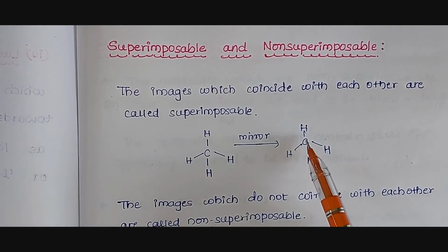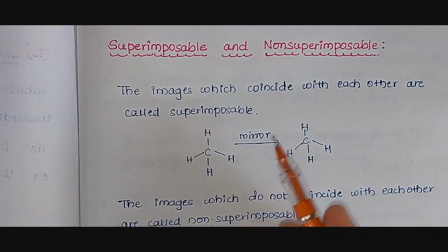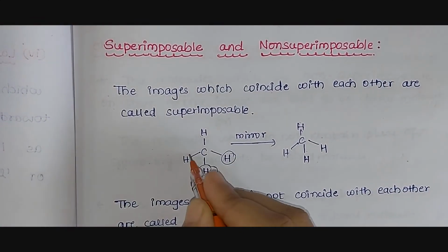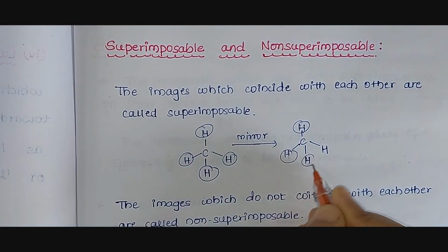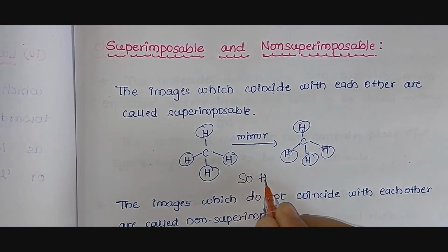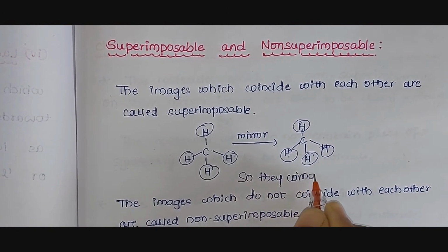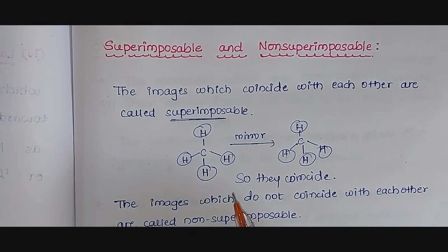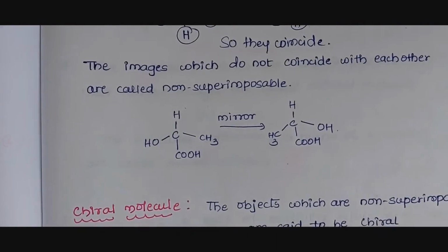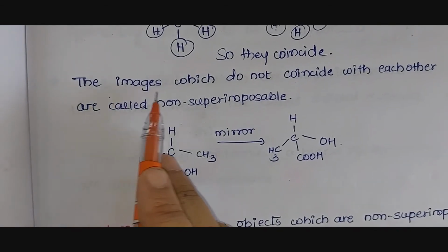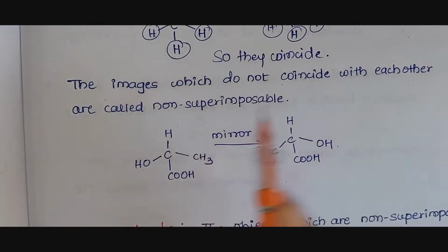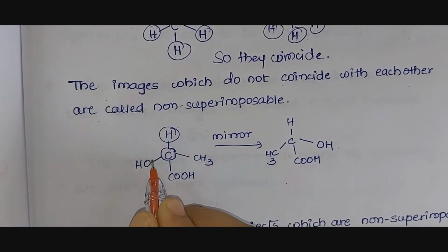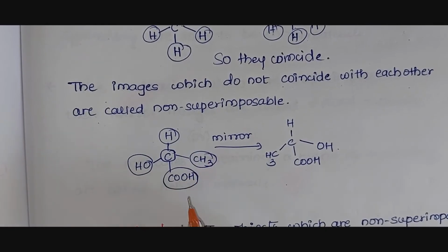Now when you place that structure above it, you will see that the carbon, hydrogen coincide each other, carbon coincide, every atom of it coincides with each other. So all the hydrogen are equivalent, so they will coincide with each other, and hence we call such images as which images? Superimposable images. Then next, let us consider the images which do not coincide with each other. We call such images as non-superimposable mirror images. Take an example: carbon surrounded by hydrogen, OH, CH3, COH.